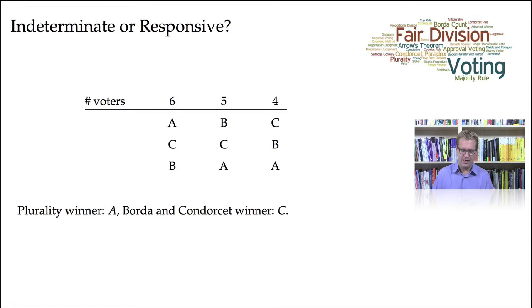Consider this election right here. There are 15 voters altogether. Note that A is the plurality winner, but 9 people rank A last, so A really should not be declared the winner. But both the Borda and the Condorcet winner is candidate C.